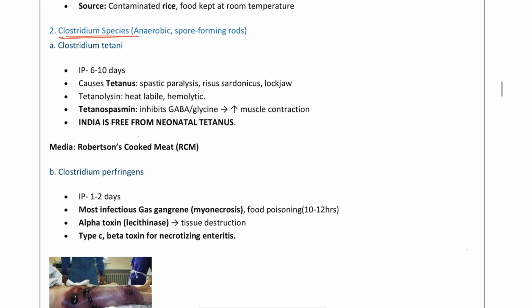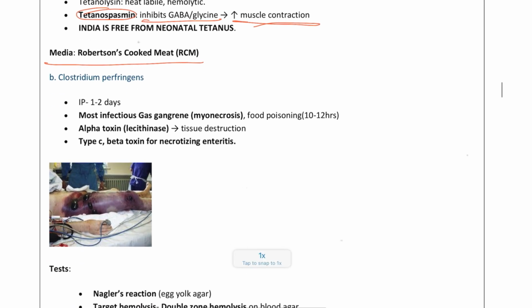Next, Clostridium species like Clostridium tetani, we all know that it is going to cause complete muscle contraction. Tetanus will be seen in this patient. Spastic paralysis is what we are going to see. Tetanospasmin is going to inhibit GABA and glycine at the neuromuscular junction. The media used is Robertson's cooked meat media that we are going to use.